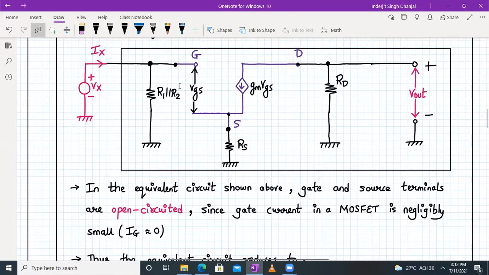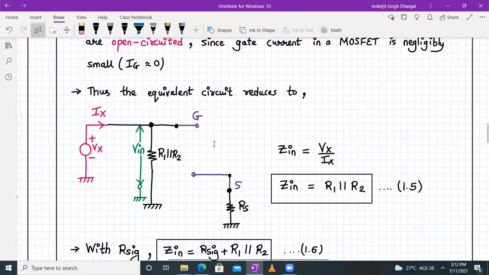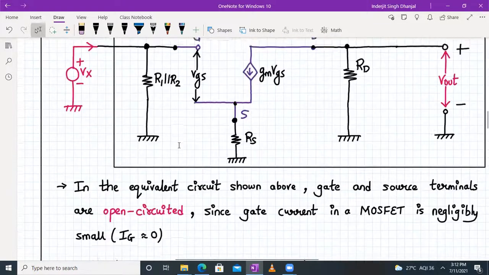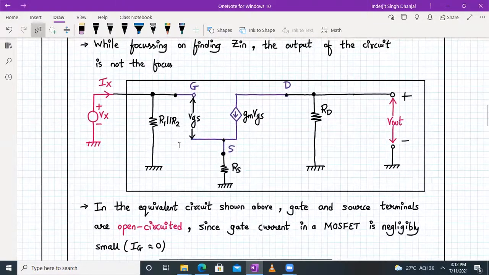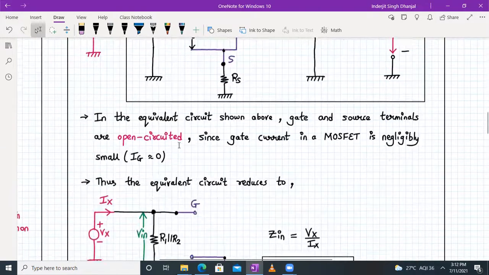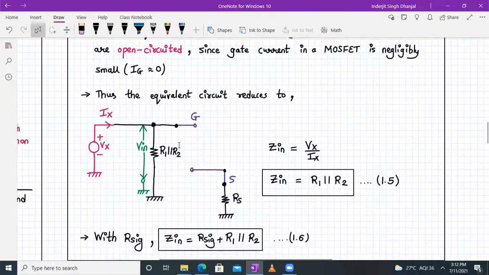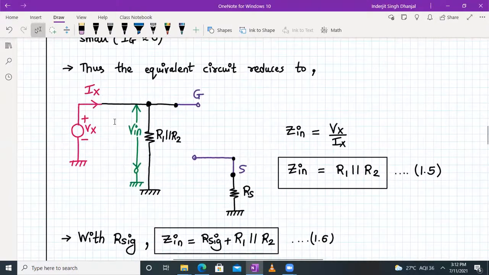So in the above equivalent circuit, we can see clearly that between the gate and the source terminal, there is an open circuit because the gate current is zero. So this entire circuit from the gate to source on the right hand side will disappear. So your equivalent circuit will reduce to this. And why can we do that? Because V out is not of importance to us. We will only concentrate on this circuit. So your equivalent circuit reduces to this.